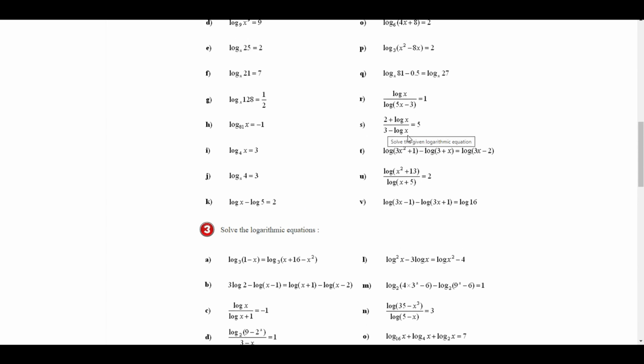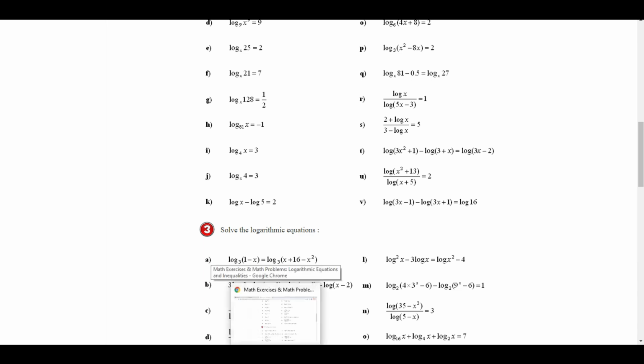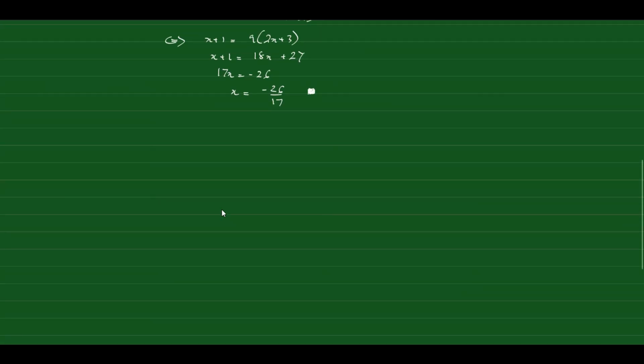How about this? 2 plus log x over 3 minus log x equal 5. Number 6. 2 plus log x over 3 minus log x equal 5. Okay, I think this is easy.